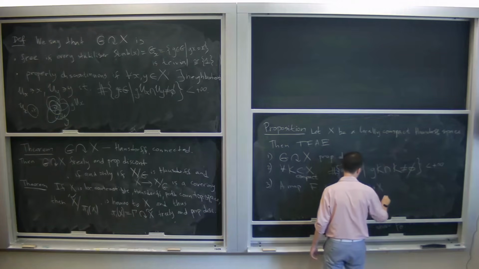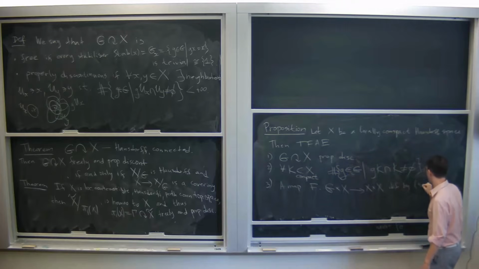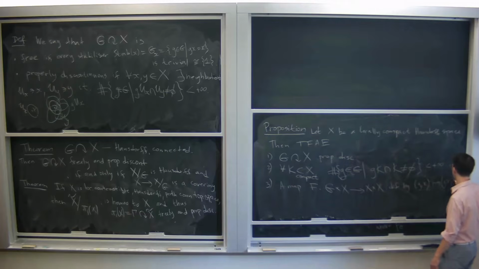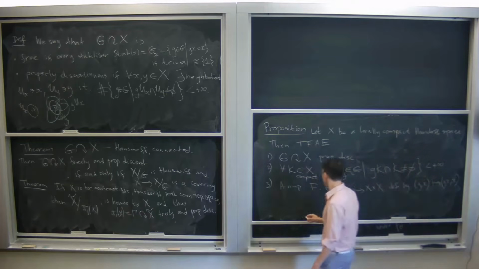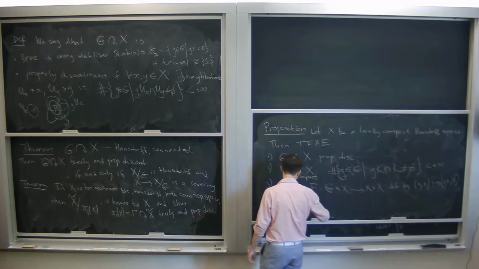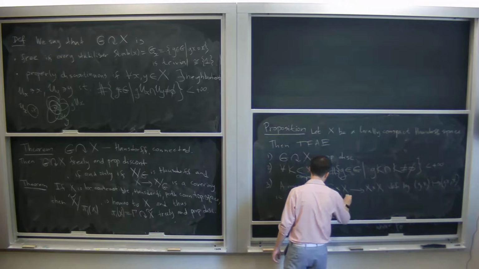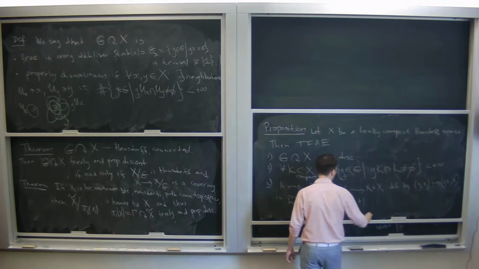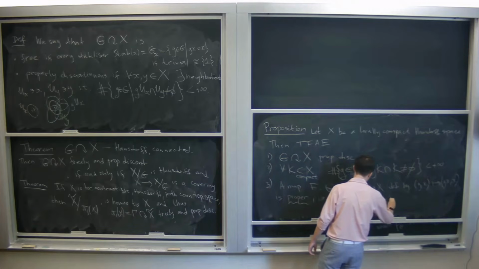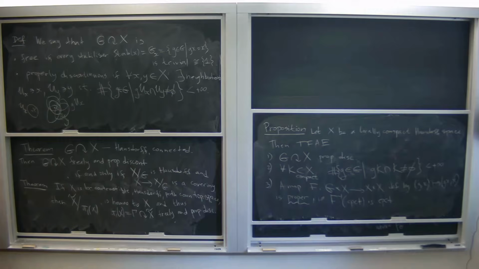So X times X, defined by G and X, the pair (g, x) naturally goes to (gx, x). The action is proper, that is, the preimage of every compact subset is also a compact subset. Okay, so these three conditions are equivalent.